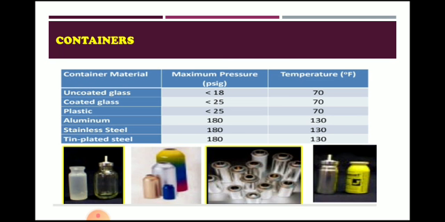The container for the aerosol is used with certain conditions like maximum pressure or a temperature in Fahrenheit. Suppose we use an uncoated glass, for that the maximum pressure is less than 18 at a temperature of 70 degrees centigrade. Similar limits apply to coated glass, plastic, aluminium, stainless steel and tin plated steel. These are a few examples of containers used for the storage of a pharmaceutical aerosol.